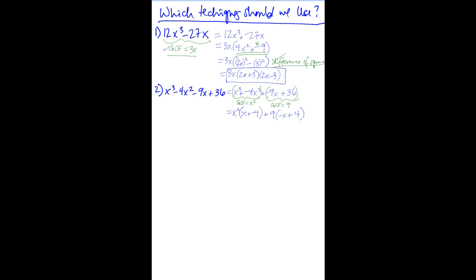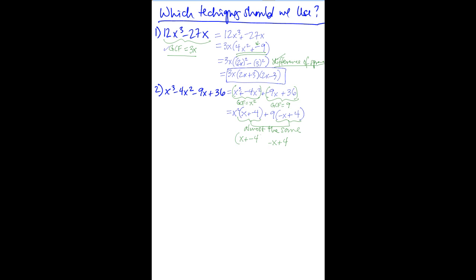Now, I need to check. Are the 2 things in the parentheses the same? They're almost the same, but not quite. Over here I have x plus negative 4, and over here I have negative x plus 4. I notice these are almost the same, right? Notice that x plus negative 4 and negative x plus 4, all I need to do to get from one to the other is multiply or divide by negative 1.